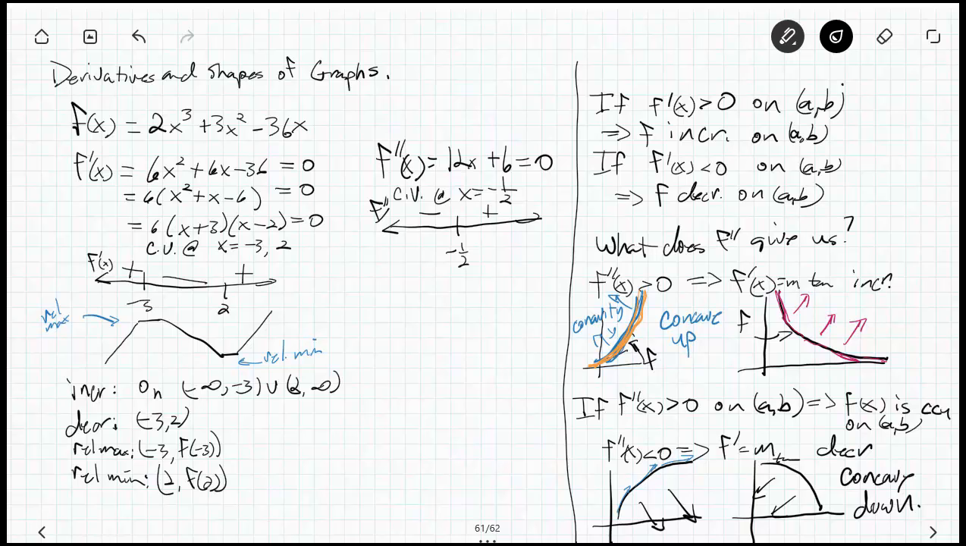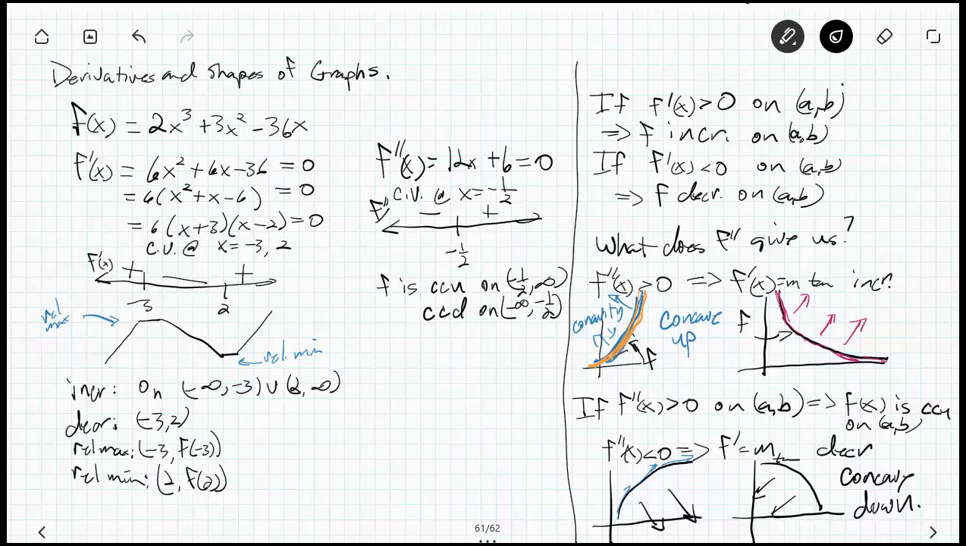I am all set. I know that f is CCU on negative 1/2 to infinity, and CCD on negative infinity to negative 1/2. Again, notice that I leave open brackets at negative 1/2 because the second derivative equals 0 when x equals negative 1/2. And if your second derivative equals 0, you have no concavity. That's what that implies.